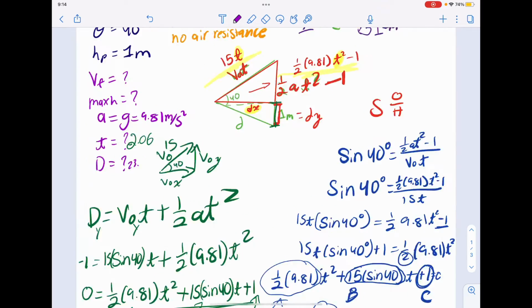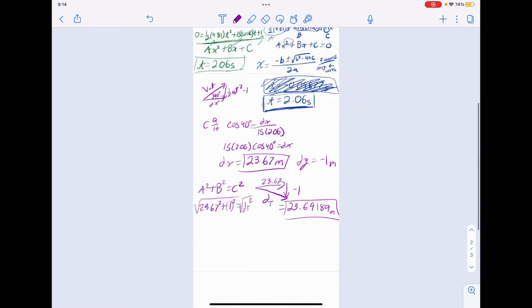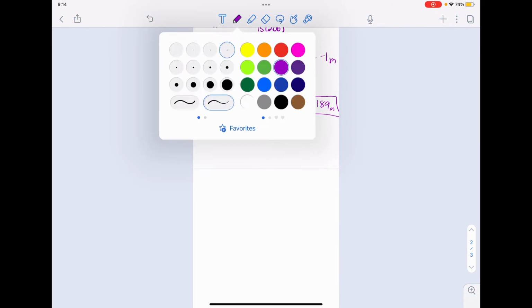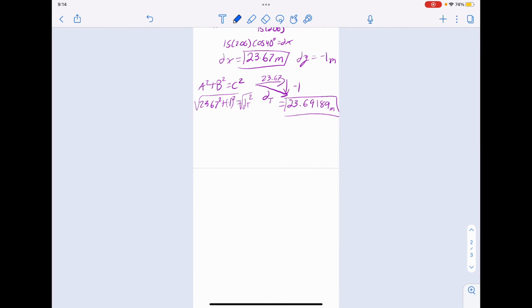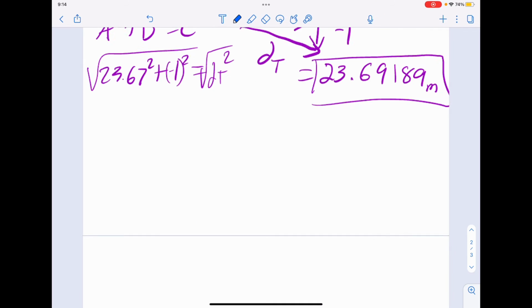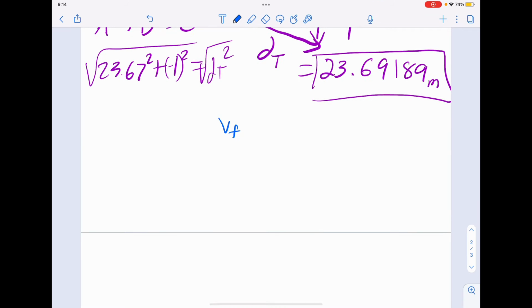Now look at that. All we're missing is our V final and our max height. We can solve for our V final using either our triangle, which is a little more complicated, or we can use components. So let's go ahead and use components. V final minus V initial over time is equal to our acceleration, right? We do not know our V final, but we know our V initial in the y. We're going to do all of these in the y. And we know that our V final in the x is equal to our V initial in the x because there's no acceleration in the x.